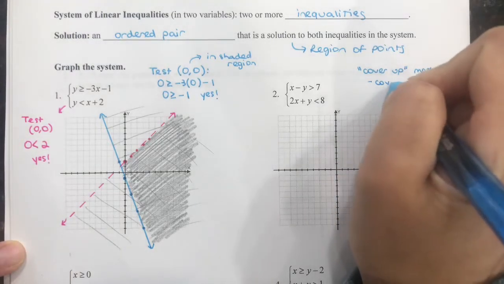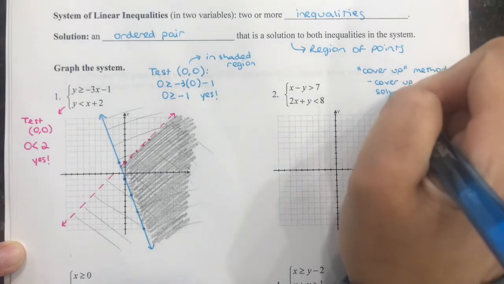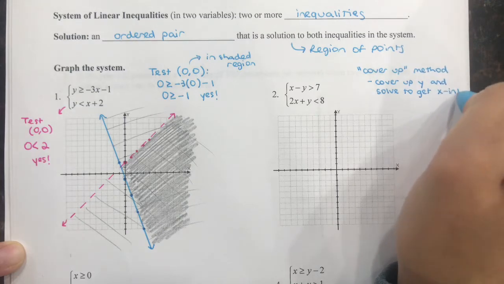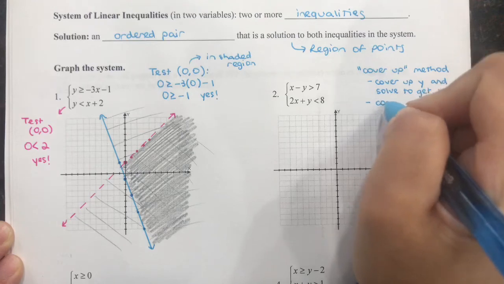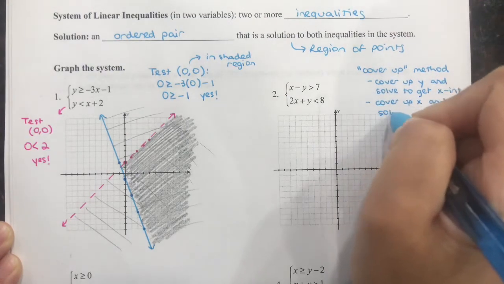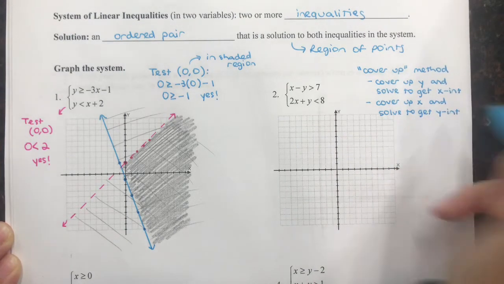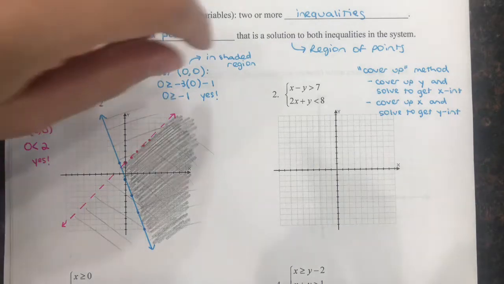Cover up y and solve to get the x-intercept. And likewise, we're going to cover up x and solve to get the y-intercept. A lot of times this method is going to be a lot faster for us than rewriting in slope-intercept form and then graphing. It just saves some time.